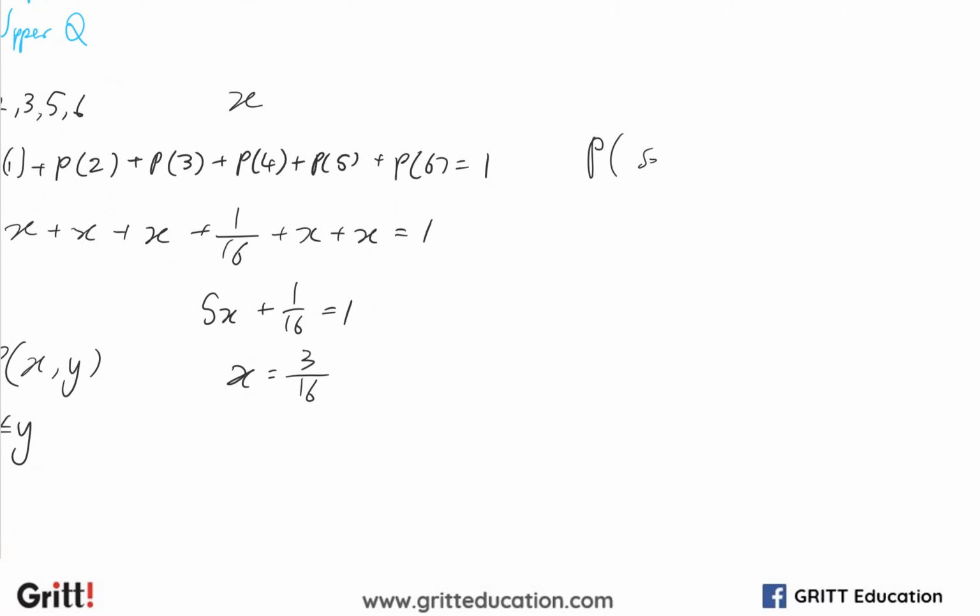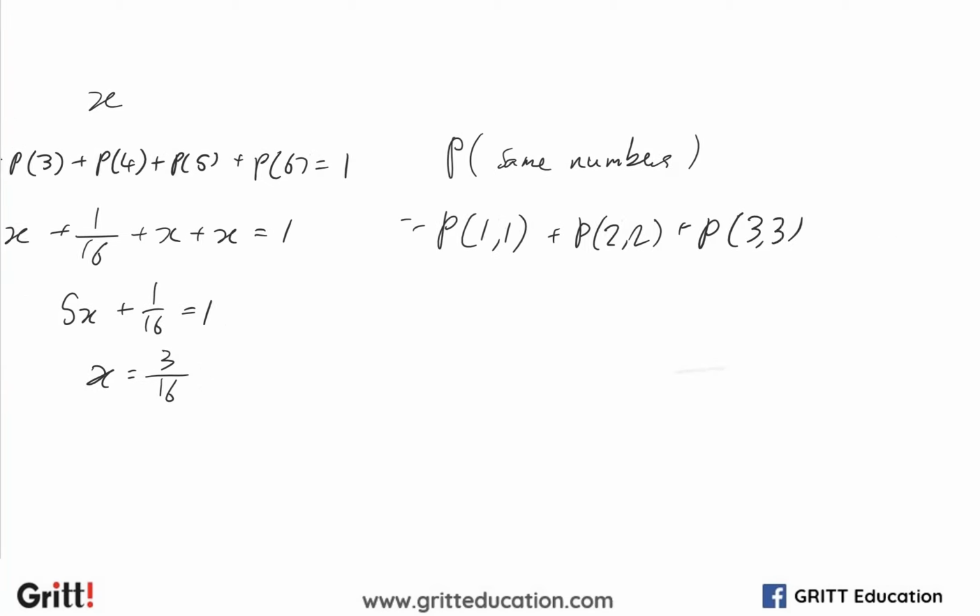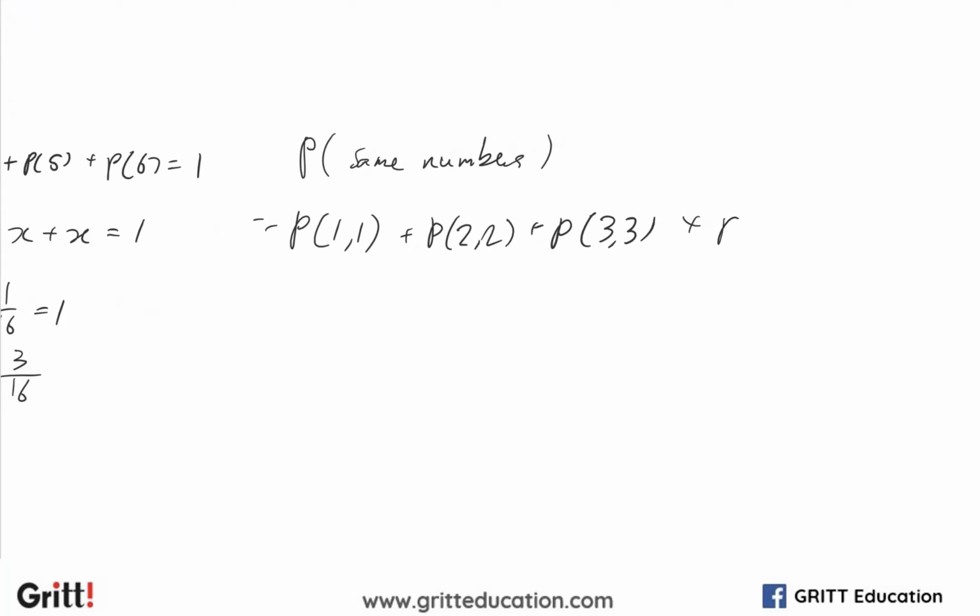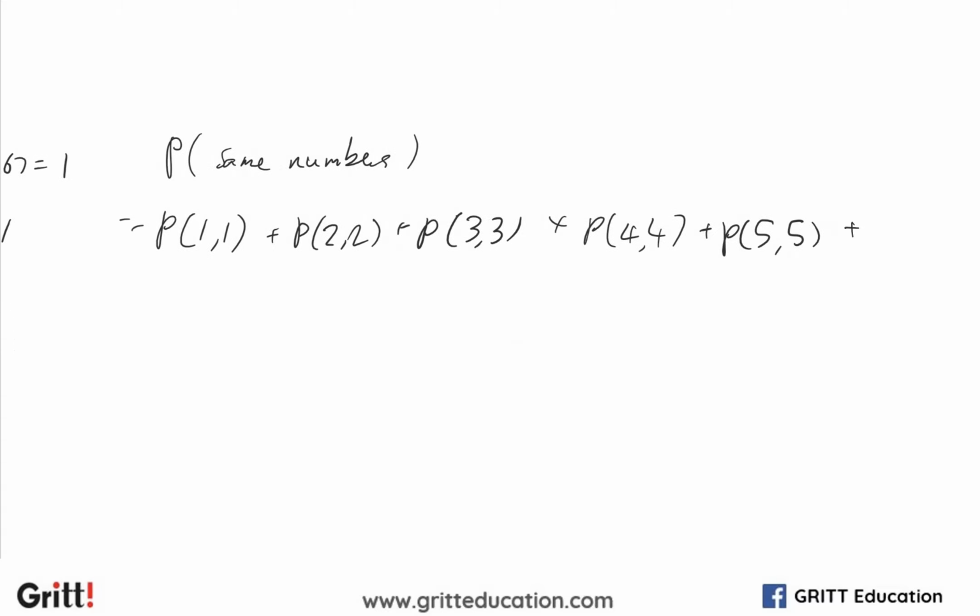So for same numbers, it will be the probability of 1, 1. Probability of 2, 2. Probability of 3 and 3. Probability of 4 and 4. Probability of 5 and 5. And then probability of 6 and 6. So same numbers for both tosses.